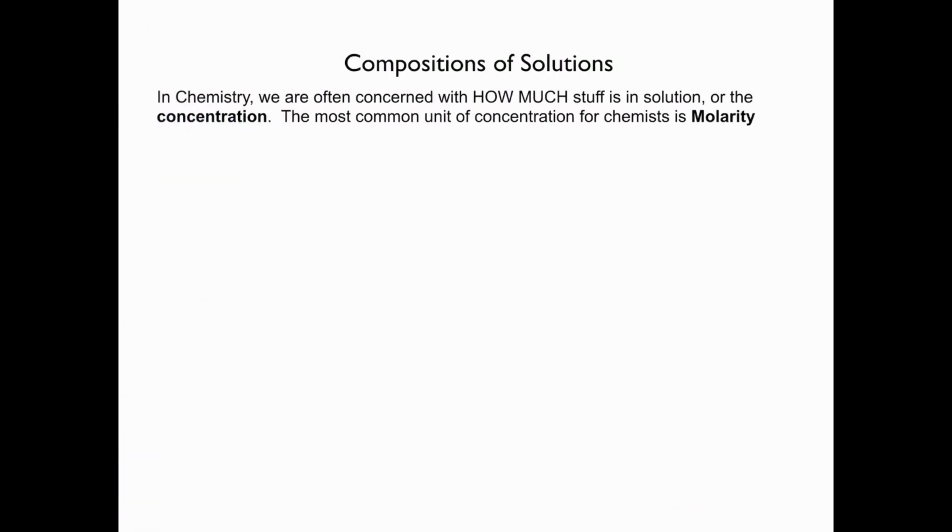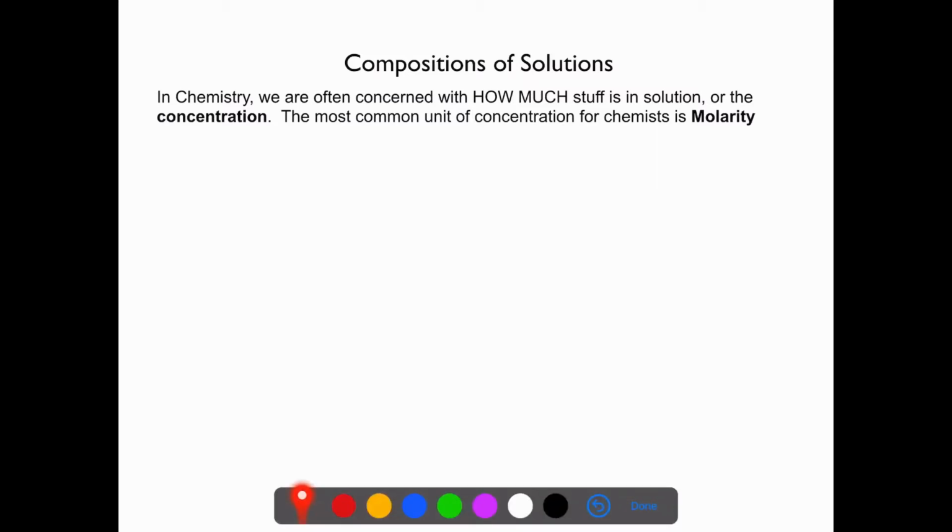So first, we need to talk a little bit about solutions and compositions of solutions. One of the more common problems in chemistry, and we've already seen this once in lab, is this idea of how much stuff is present in a solution. We can think about whether that's how much lead is present in drinking water, how much coronavirus is present in wastewater. There's a lot of questions that deal with how much stuff. And when we talk about how much stuff, we usually are talking about concentration, how much stuff is present in a solution. The most common unit of concentration for chemists is molarity.